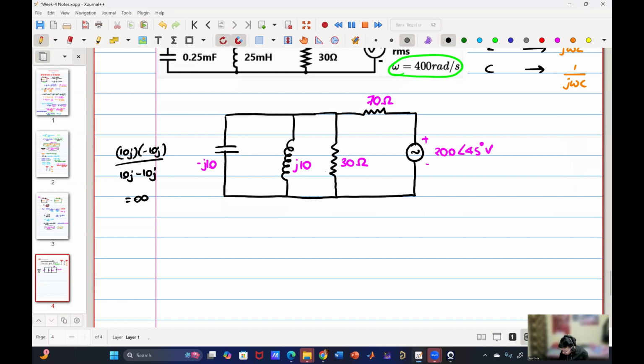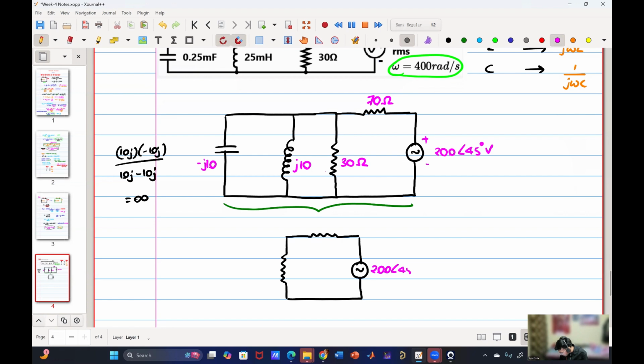So now let us redraw the circuit. Once we redraw the circuit, we will have basically a resistor here, a phasor here, and this is 200 angle 45 degrees. Shamita, are you following?